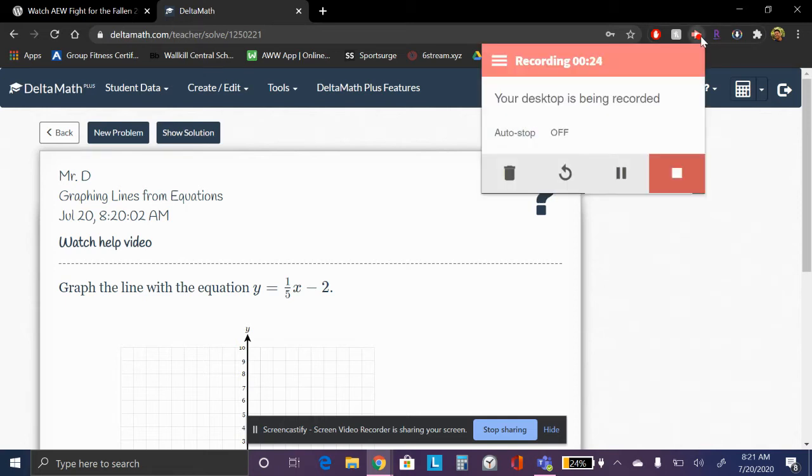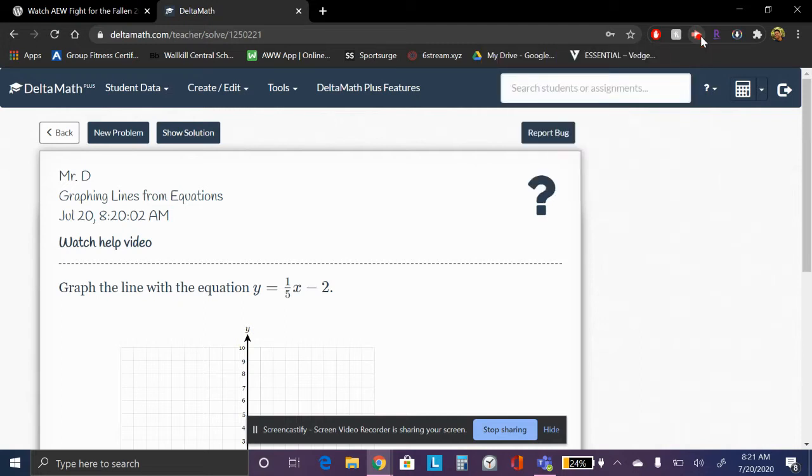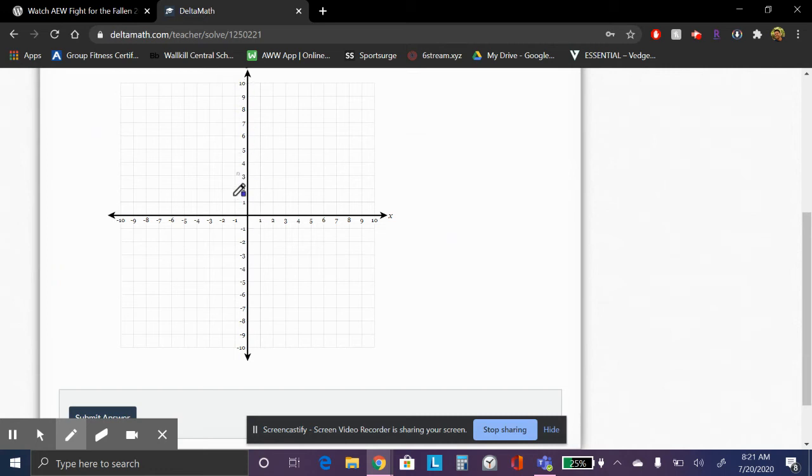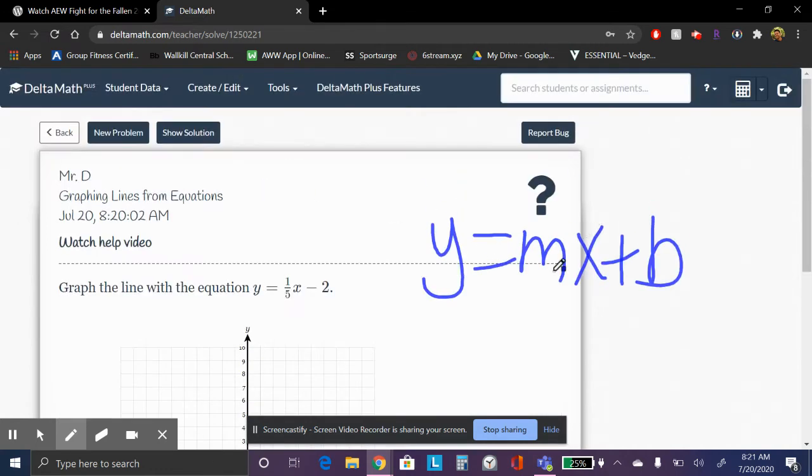I'm going to explain what each of the letters mean. So this b means the y-intercept. It's where the line hits the y-axis on your graph. The m is your slope. It's your rise over run.